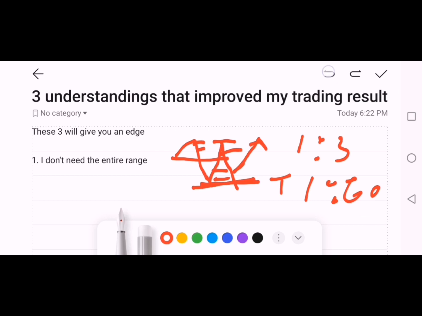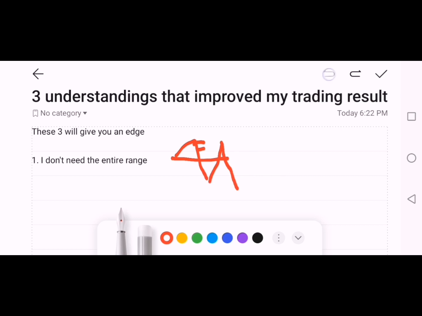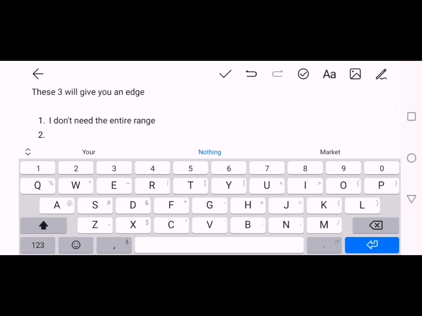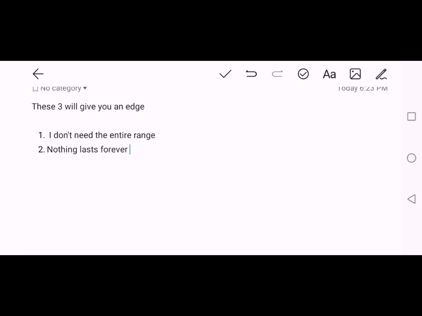Without wasting time, now we're going to have a look at the next idea that transformed my trading. Idea number 2 that transformed my trading was to understand that nothing lasts forever in the markets or in life in general.